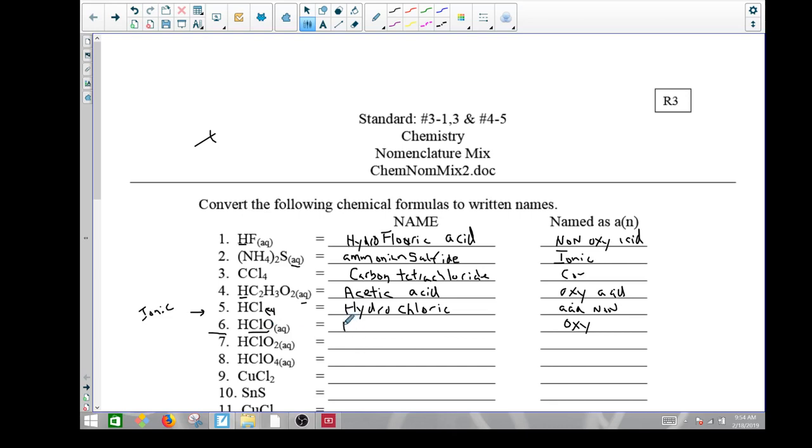For the last one, I chose this because it's a unique little anion called hypochlorite. Hypochlor is my root, and it ends in ite, so the ending is ous. Hypochlorous acid. It's also very closely related to bleach. Alright, flipping to the bottom.